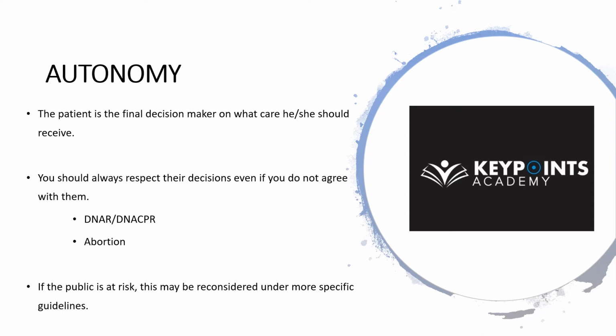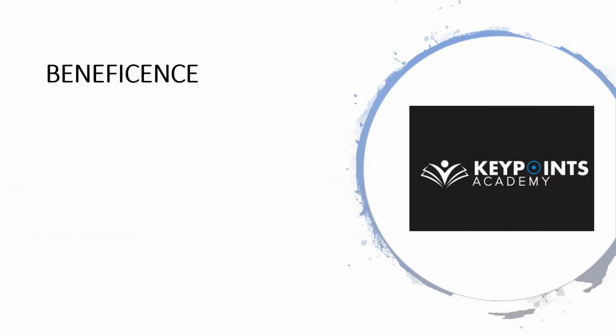So if the public is at risk, we may reconsider this autonomy. For instance, in public health outbreaks, conditions that may put others at risk, of course, we may reconsider some of the scope of the autonomy principle. We're going to look at it in detail shortly.